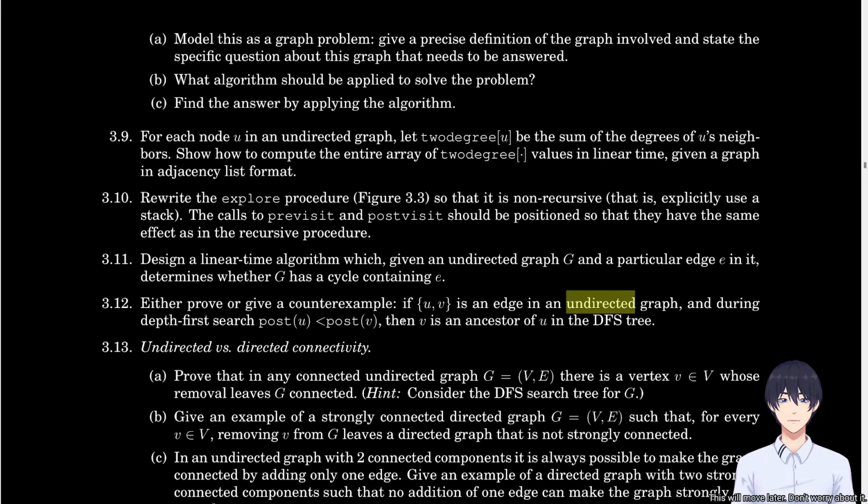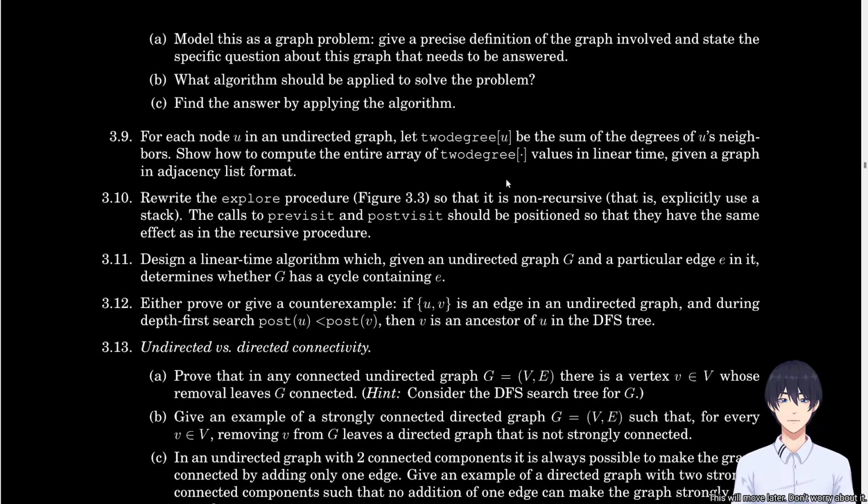Okay. Let's just look at this. V is an ancestor of U, which means you must have explored V, so you must have seen V before you see U. And if that's the case, wait, I think there may be a counterexample. Yep, I came up with the counterexample.